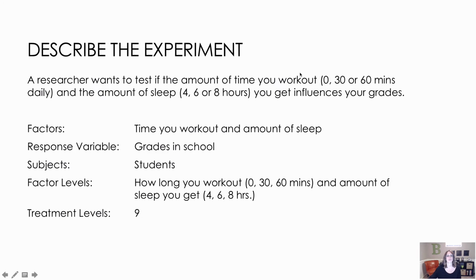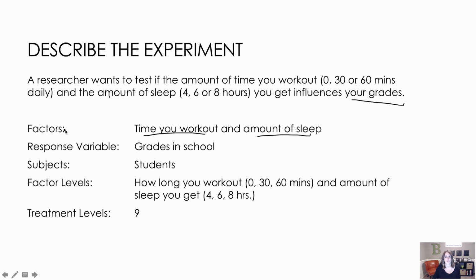So let's take a look. Describing this experiment. A researcher wants to test if the amount of time you work out, 0, 30, or 60 minutes daily, and the amount of sleep, 4, 6, or 8 hours you get, influences your grades. So the factors are just the variables that are going to explain your grades. So the factors are time you work out and amount of sleep. So time you work out, amount of sleep.